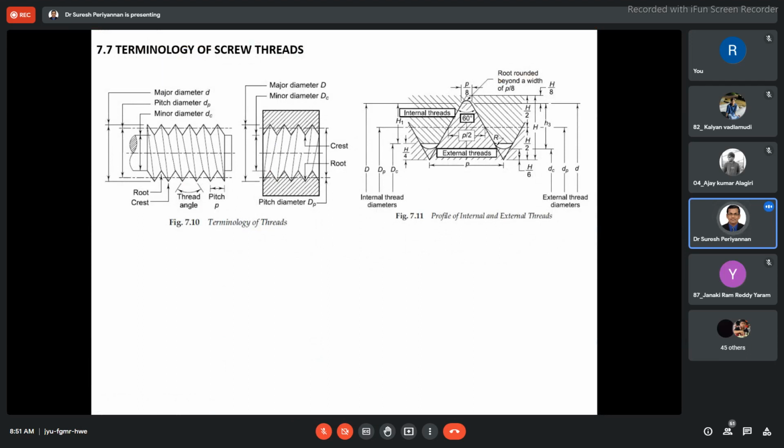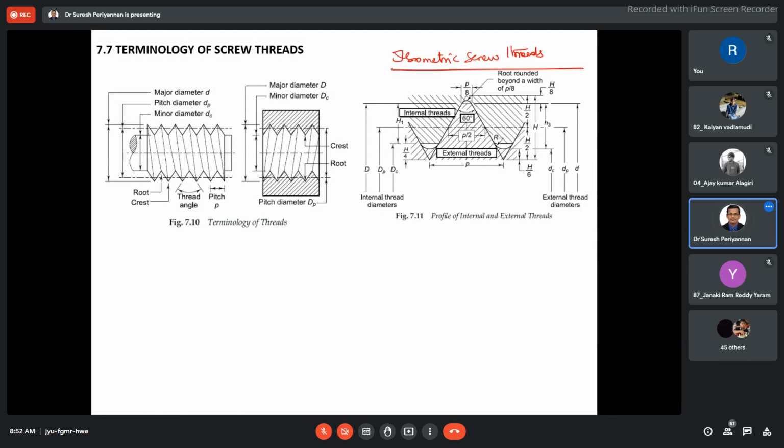Now, this is isometric screw threads. Very important. See, now we are going a little bit in-depth into information about the thread design. Okay, internal thread design or external thread design.